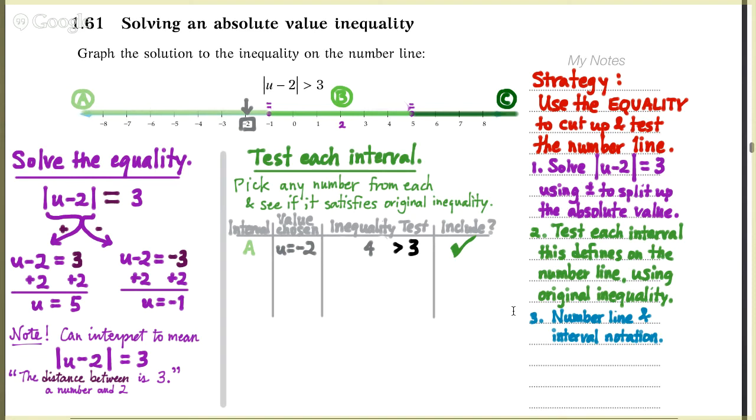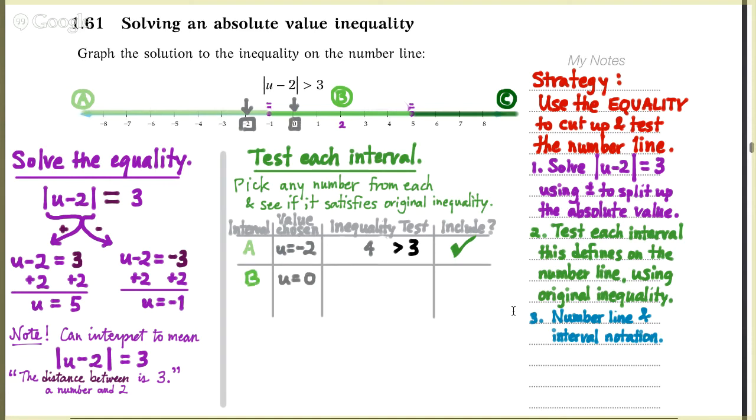So when we chose a number which was in interval A and plugged it into the original inequality, we got a true statement. And because of the way that we're approaching this problem, that means that not only does -2 solve this inequality, so does every other number that's a part of that interval solve this inequality. So our solution to this inequality is going to include the entire interval of numbers from -infinity up to -1. So we want to include piece A.